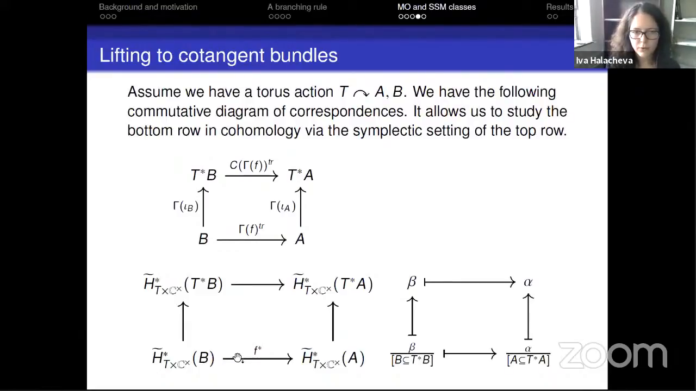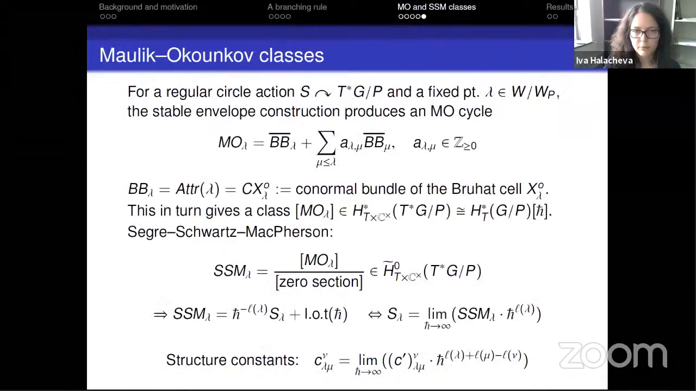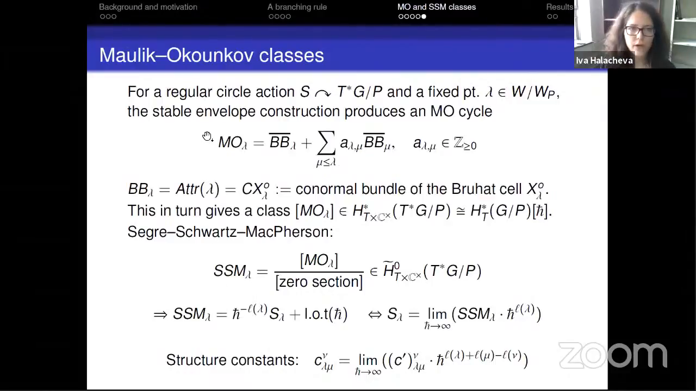Okay, so this is the more general setup. So now let me talk about how we go about upgrading this in the context of partial flag varieties and Grassmannians more specifically. So we're working with our cotangent bundle, and suppose we have a regular circle action, so one with isolated fixed points. And suppose one of those fixed points is lambda. Then using the stable envelope construction, we get a so-called Maulik-Okounkov cycle, whose class is going to be a generalization of the Schubert class we saw earlier.